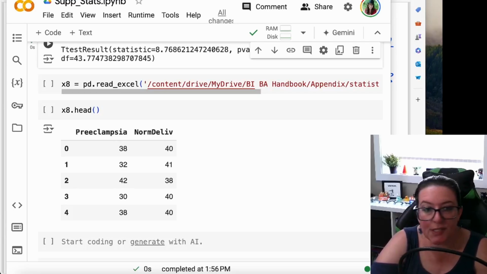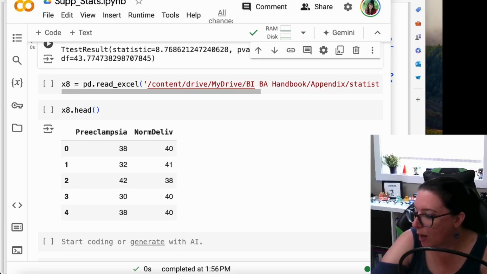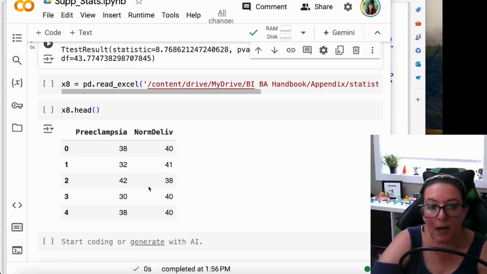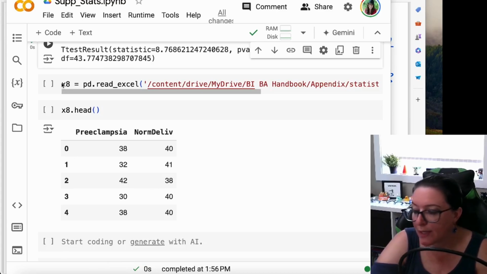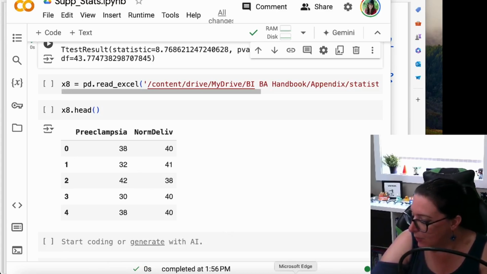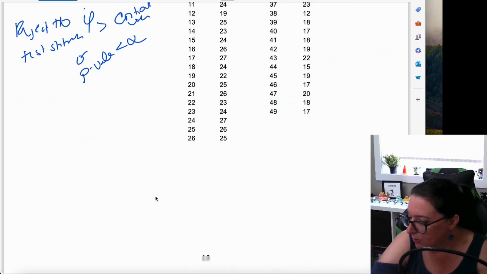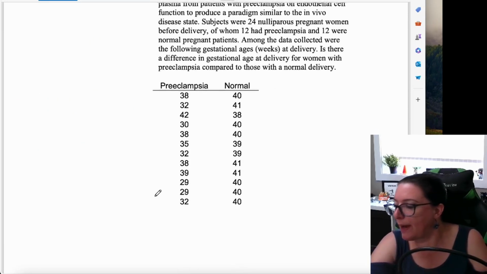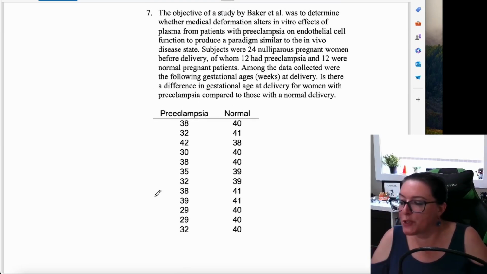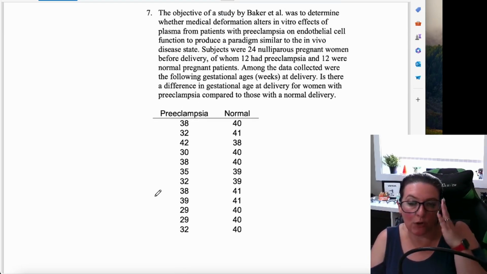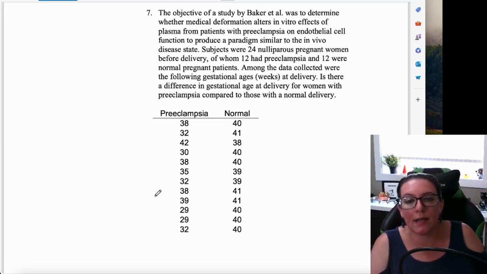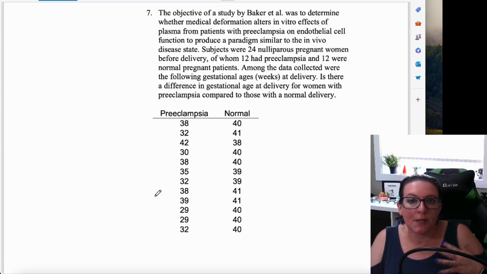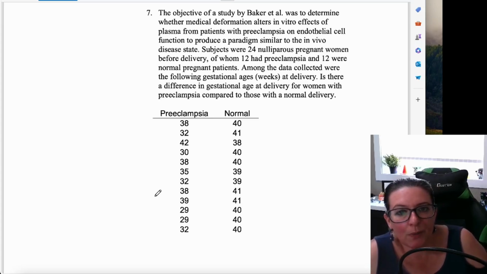Before we leave this, I'll just give you one more example that you can try. So here we have in Python a data that we're calling table 8. And so that data here, let's just go. The objective of a study by Baker et al. was to determine whether medical deformation alters in vitro effects of plasma from patients with preeclampsia on endothelial cells and their function to produce a paradigm similar to the in vivo disease state.